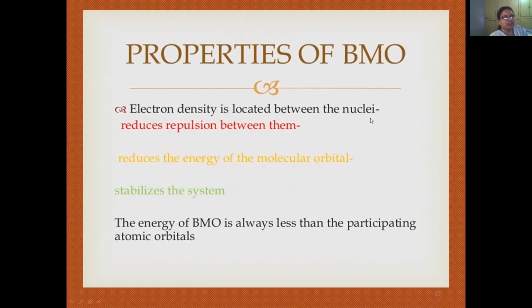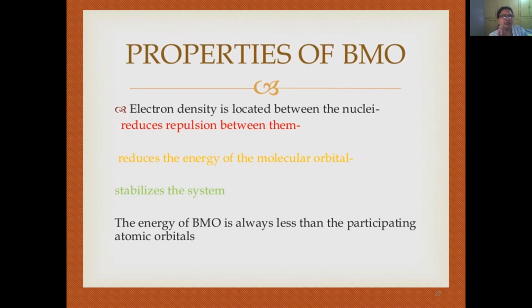Electron density is located between the nuclei, so it reduces the repulsion between them. That means they are very strongly bonded because the electron density is located between the nuclei only. If they are in these two corners, they'll come in between. So that is why the electron density will be in between the nuclei, so their repulsion won't take place. So it reduces the repulsion between the two atomic orbitals. It reduces the energy of the molecular orbital.